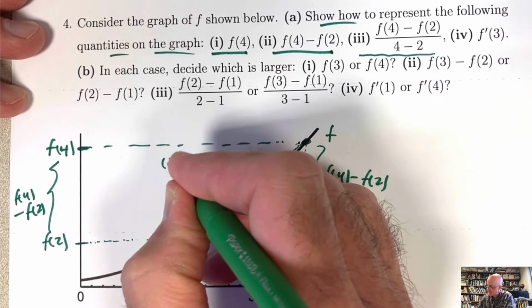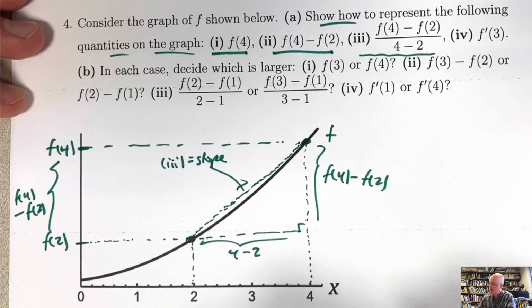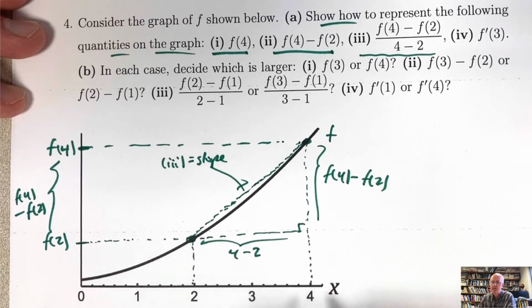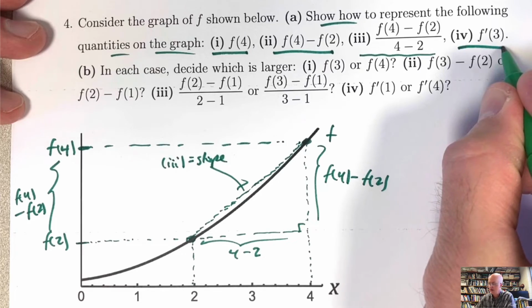3 is the slope, the rate of change along the secant line, which is also called the average rate of change of the function f when x increases from 2 to 4. It's not the same as a tangent line. It's not the same as an instantaneous rate of change. The instantaneous rate of change is the derivative, which is part 4.